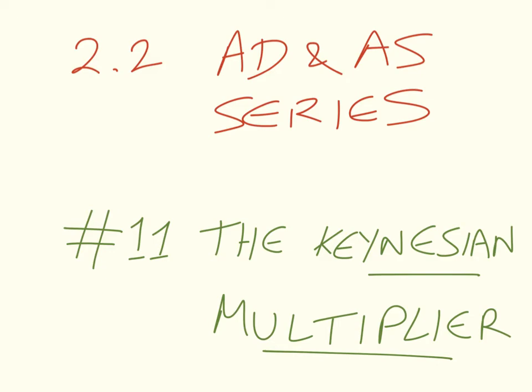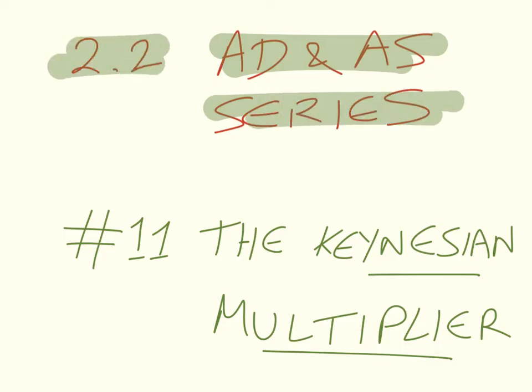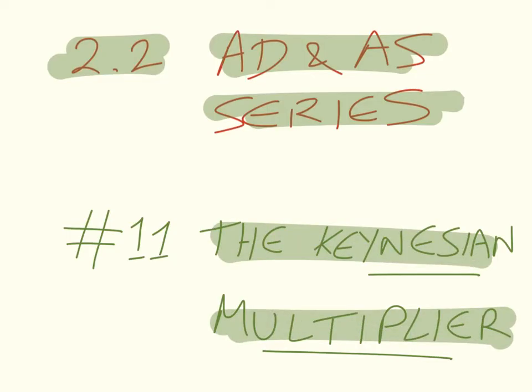This will be the last video, number 11, of the aggregate demand and aggregate supply series, which is part of Unit 2.2 of the IB Macroeconomics syllabus. In this video, I'm going to explain the Keynesian multiplier. So let's see what this topic is all about.